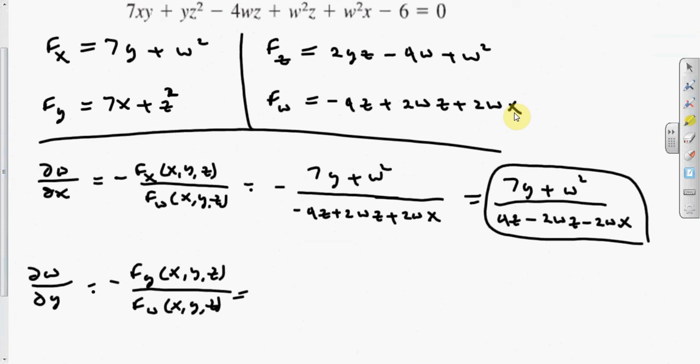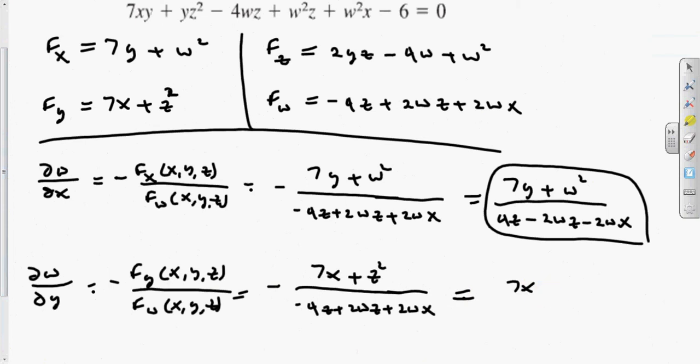Okay, yes, sir. So this is negative out in front, and then this is f sub y, that's 7x plus z squared all over negative 4z plus 2wz plus 2wx. Do the same thing with the negatives on that one. So this is 7x plus z squared over 4z minus 2wz minus 2wx.